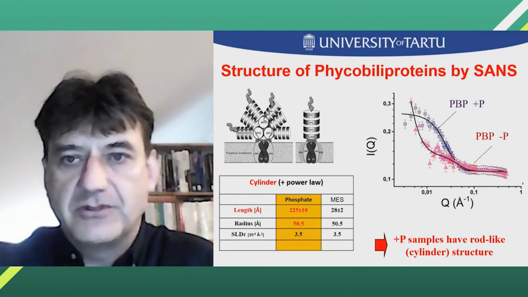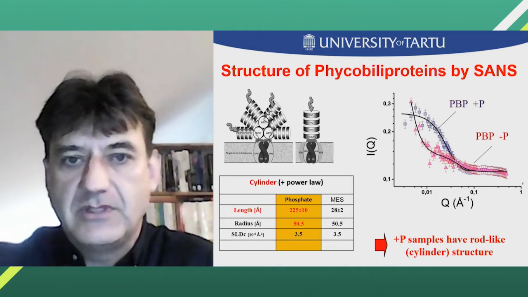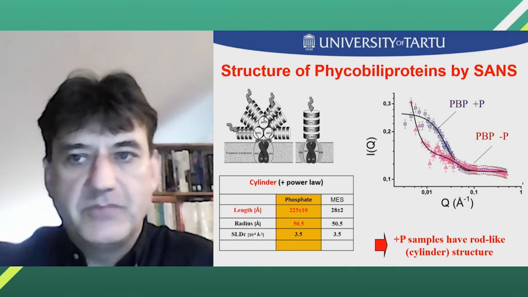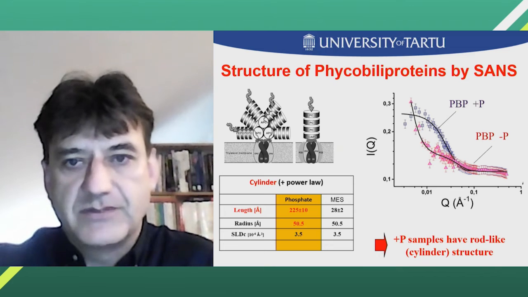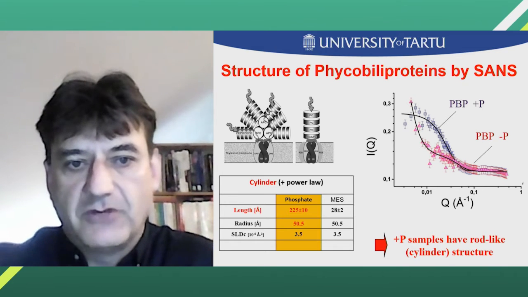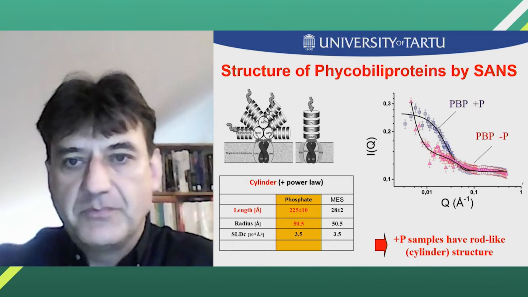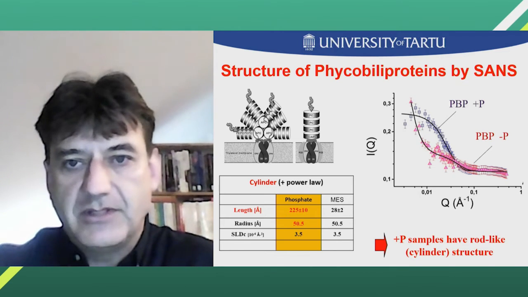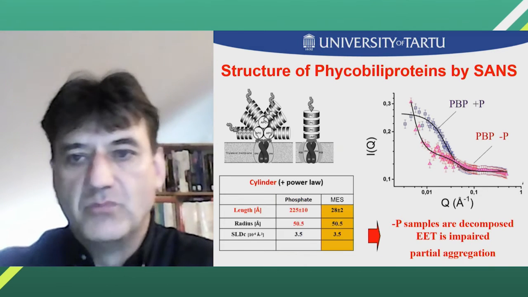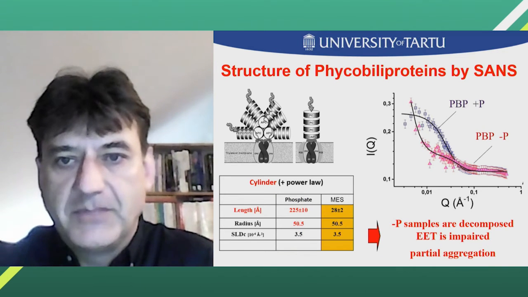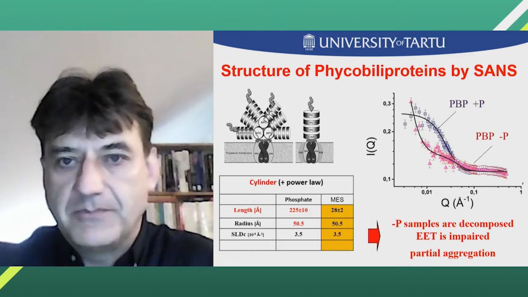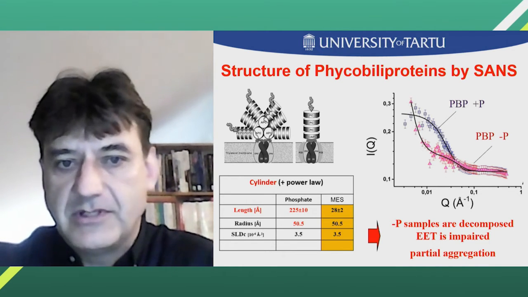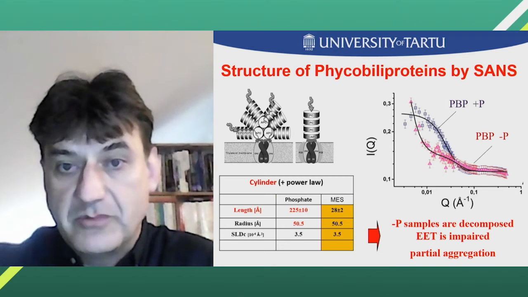You see the phosphate-containing sample as blue points in the slide. And this can be nicely described simply by a cylinder model with a length of about 225 angstrom. So for this buffer condition, we can prove that there is a rod-shaped assembly, a cylinder shape, while if we move to the phosphate-less buffer, then the structure seems to be lost, and the cylinder model still applies, but the height of the cylinder is only 28 angstrom anymore.